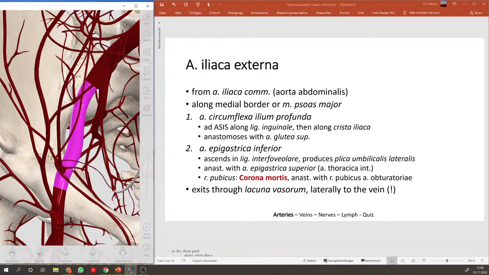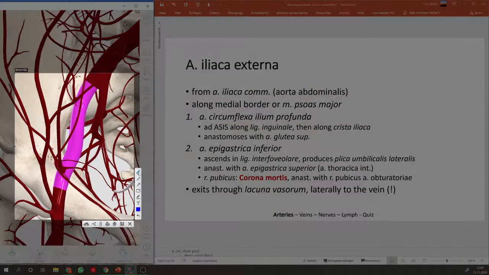So it is an anastomosis between the pubic branch of the inferior epigastric artery and the pubic branch of the obturator artery. Yeah, so you can see, let me try something else if this is not working. I hope you can see that. So we have here the inferior epigastric artery going like this, and the internal obturator artery, probably this one.